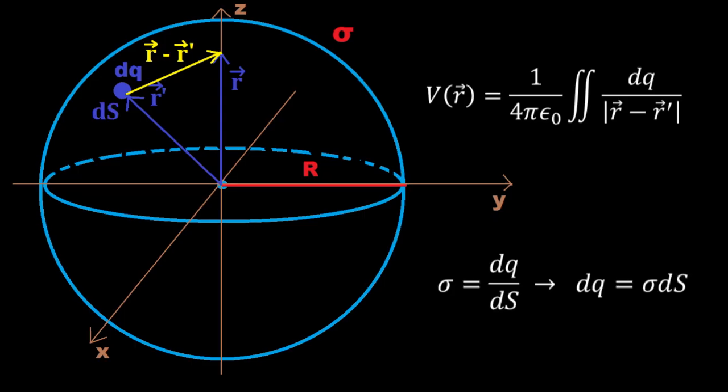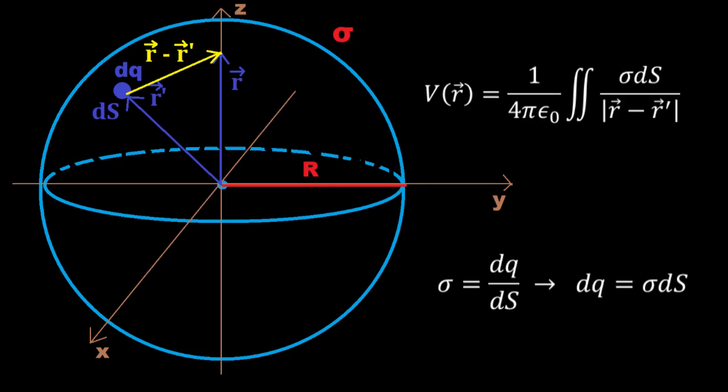Since the surface charge density at some point is defined as infinitesimal charge dq per infinitesimal surface ds, we can write dq as sigma times ds.